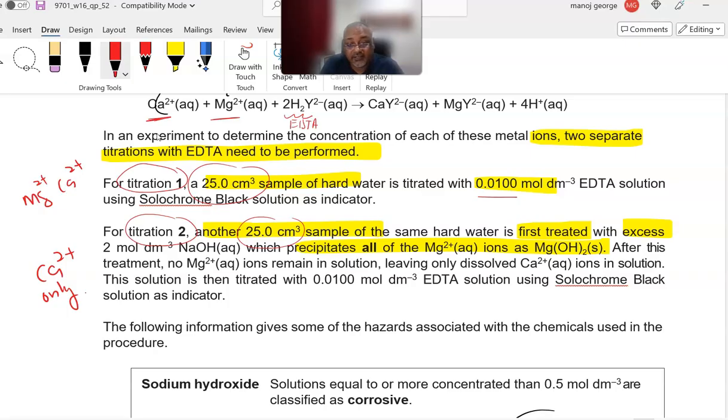Now, if you look at the difference between the two titrations, in the second titration, the examiner says it is done after adding sodium hydroxide into the sample of hard water, which removes all the magnesium ions as a precipitate. Which means in your second titration, what's left in the hard water after the magnesium ions have been kicked out is only the calcium ion. So only calcium ion and EDTA are interacting in the second titration. However, in the first titration, nothing of that was done. The sample of hard water was taken, and don't forget, hard water contains calcium ion and magnesium ion, and that's what was interacting with the EDTA solution. So that's the difference between the first titration and the second titration. Remember, in the second titration, the magnesium ions were removed, so only the calcium ion is interacting with the EDTA.